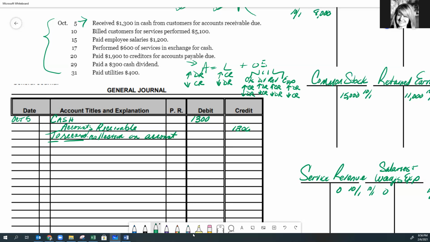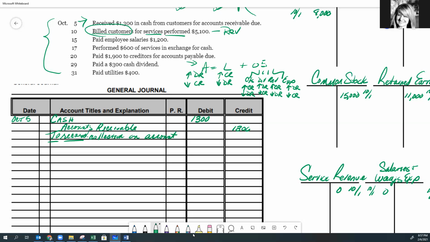So you can just simply repeat what you're given as the description of the transaction here. Okay, so let's look at October 10th. On October 10th, we've billed customers for services performed, 5,100. So we have performed services. Well, that sounds to me like we have earned revenue. So we're going to record that revenue, and we didn't collect from our customers. We're going to bill them. So we didn't collect cash when we provided the services, so we're going to bill them. So that sounds to me like we are actually creating a new accounts receivable, a new asset where our customers owe us, or we're increasing that asset, accounts receivable.